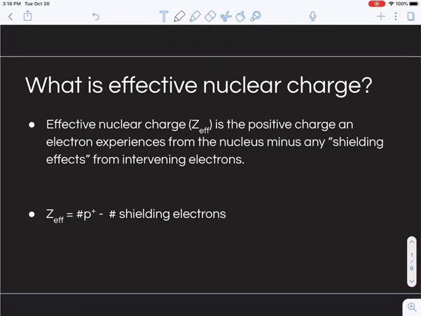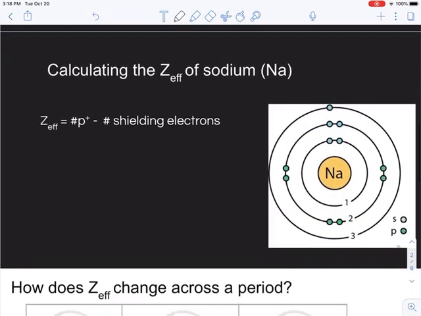This is the positive charge that an electron experiences from the nucleus minus any shielding effects from intervening electrons. So it's just like the number of protons in the nucleus, except we have to account for these shielding effects by subtracting them away, and that gives us the effective nuclear charge. So to calculate effective nuclear charge, we take the number of protons and we subtract the number of shielding electrons from it. So let's calculate effective nuclear charge for an atom.